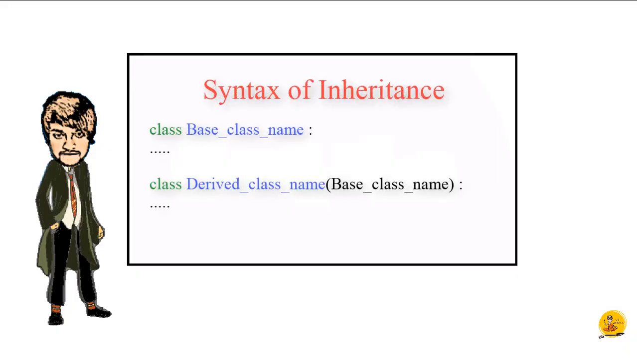So here we have class, base class name, and class, derived class name, inside parenthesis, base class name. This will allow the derived class to access the features of the base class. Base class is also called superclass and parent class. Derived class is also called subclass and child class.